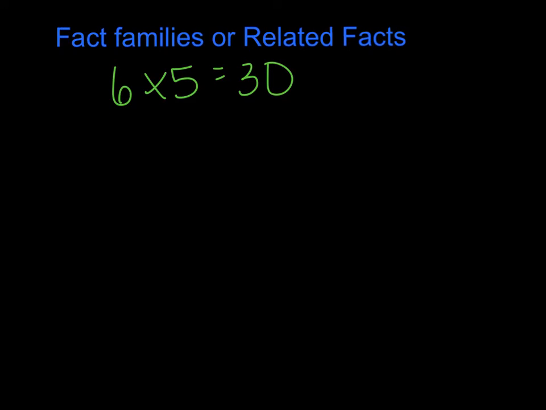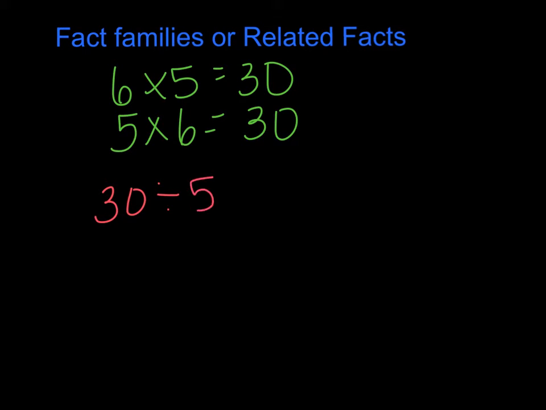So I should be able to make 2 multiplication problems and 2 division problems, just like in addition and subtraction, I'd be able to make 2 addition and 2 subtraction. So using the commutative property, I'm going to switch my factors and get 5 times 6 equals 30. And then for the division, I'm always going to start with the largest number. So I'm going to do 30 divided by 5 equals the other number, which is 6. And 30 divided by 6 equals 5.